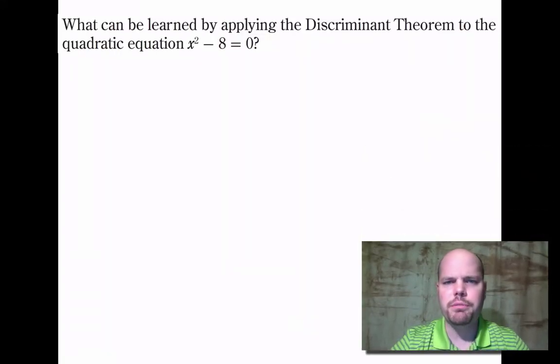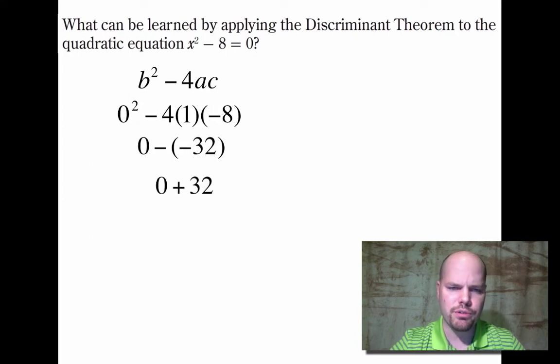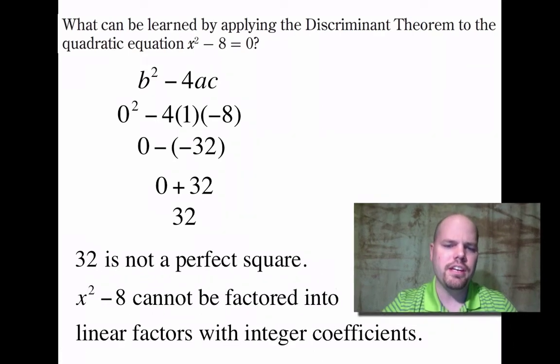Alright, so what can be learned by applying the discriminant theorem to the quadratic equation x squared minus 8 equals 0? Well, we'd find the discriminant if we were trying to solve this, and we'd get 0 squared minus 4 times 1 times negative 8, which would be 0 minus a negative 32, which is 0 plus 32, which is 32. Well, that's not a perfect square, so that means this is, first of all, not factorable, and we know it also does not have integer solutions.